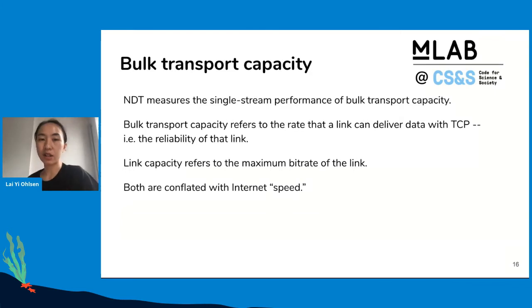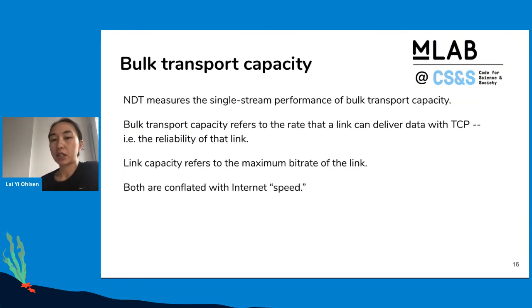The technical definition of what it measures is the single stream performance of bulk transport capacity. You may or may not know what that means, but if not, no worries, we'll talk through it. Bulk transport capacity refers to the rate that a link can deliver data using TCP. TCP is at the transport layer of the internet, and is in charge of getting packets across reliably, making sure that everything is received in the order it was meant to be and that nothing is missing. So that is the reliability of that link. Bulk transport capacity refers to the rate at which it can do so. When we talk about measuring bulk transport capacity, we're really talking about measuring the reliability of that link. It can also be said that we're measuring how well TCP is able to do its job.